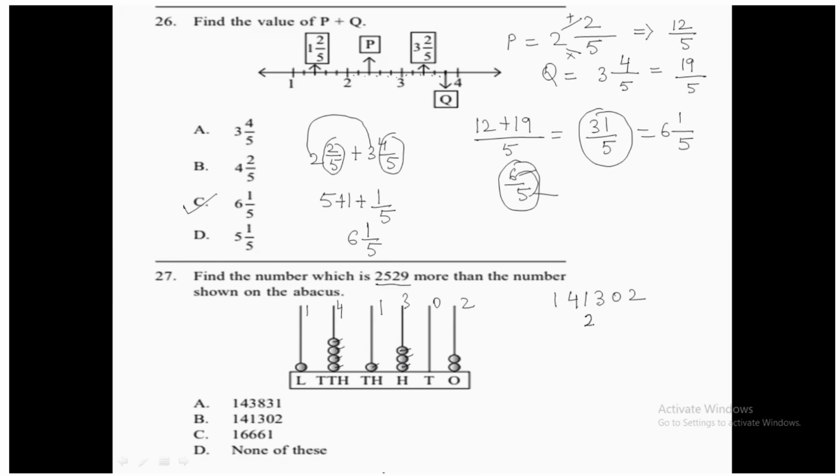Now we need to find the number which is 2529 more than that. So we will add this number to the given number on this abacus. If I add it, what am I getting? 9 plus 2 is 11. So 1 will be here. 1 will go there as a carryover. Now 2 plus 1 is 3. 5 plus 3 is 8. 2 plus 1 is 3 again. Okay. Then 4 will be here and 1 will be here. So I'm getting 1,43,831, which is our option number A. So we can say option number A is our correct answer.